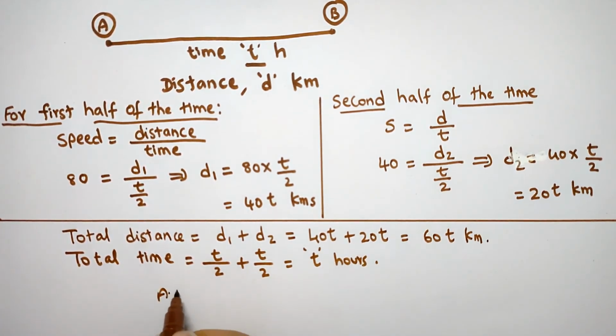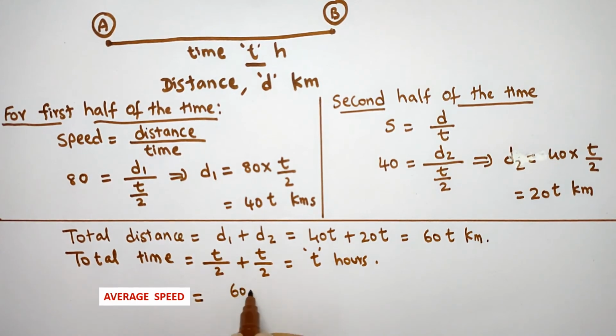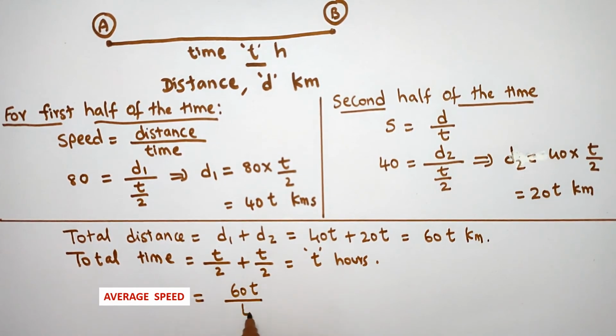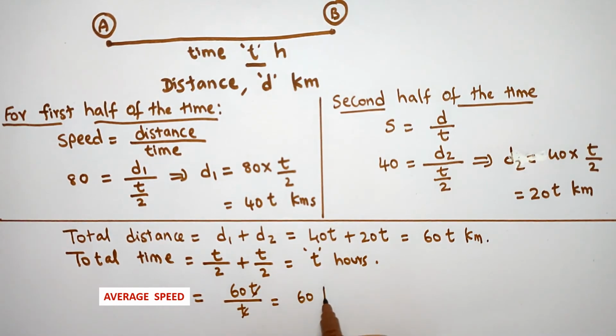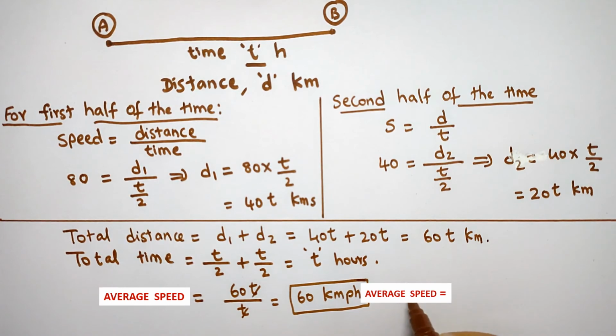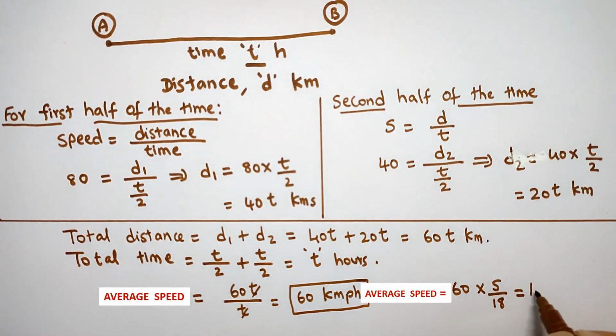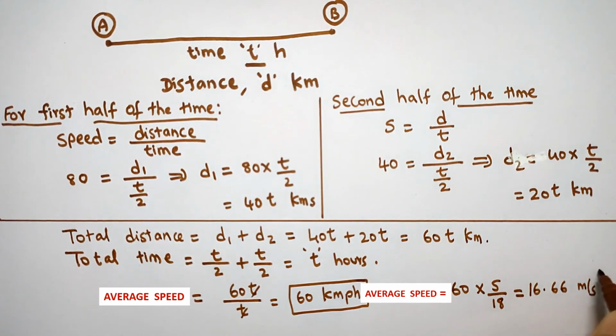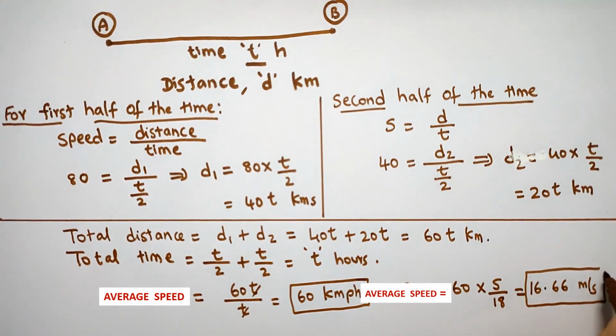Now let us find the average speed. We know that total distance by total time, that is equal to 60 kilometers per hour is the average speed of the car, and we can convert this into meters per second by multiplying the given value with 5 by 18, and we get the answer as 16.66 meters per second. This is how we find the average speed of the car.